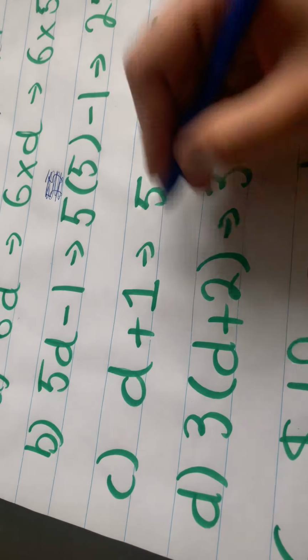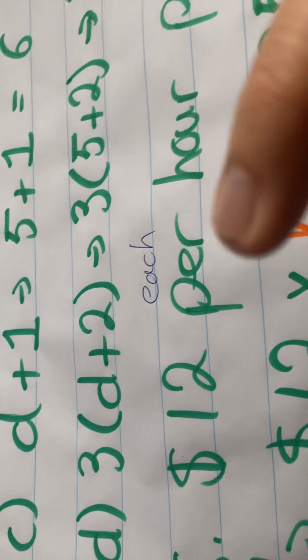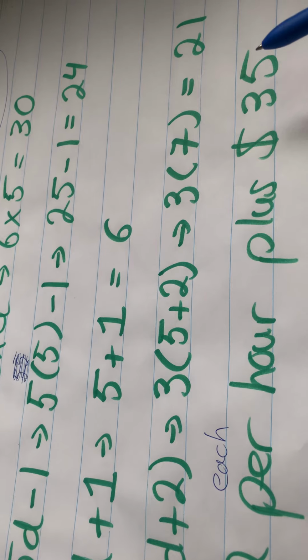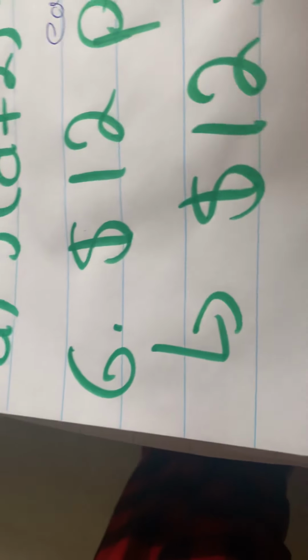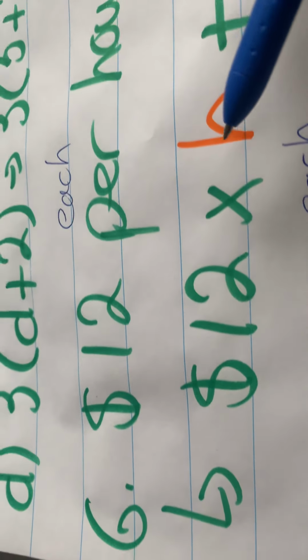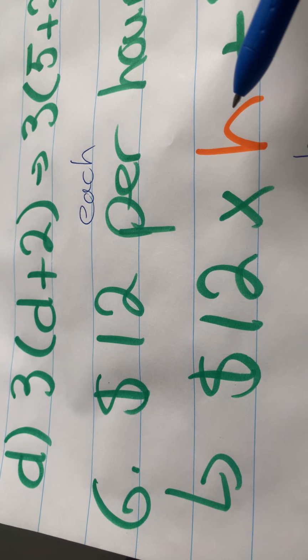Oh, sorry. I wrote that under the wrong question. Per just means each. So $12 each hour plus 35. Now, I just need to change that into an algebraic expression. My 12. I know each means multiplication. And instead of the word hour, I'm going with h as my variable.